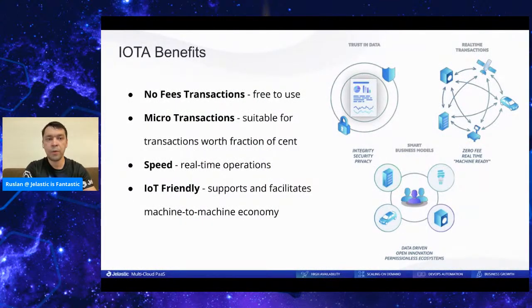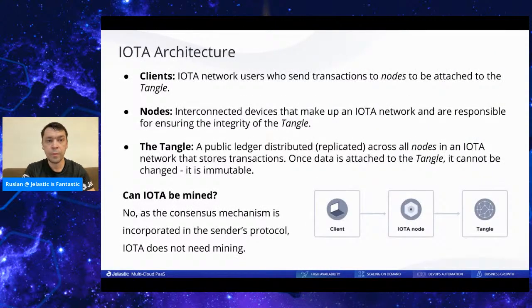Some general information about IOTA benefits. There are no-fee transactions. There is a possibility to do micro transactions as well. Speed is near real-time operations, and it's an IOTA-friendly solution. And a good point is that IOTA cannot be mined, so it fits very well for Jelastic, as I mentioned previously.